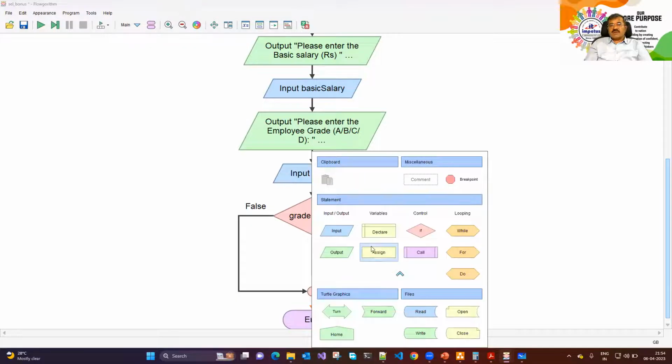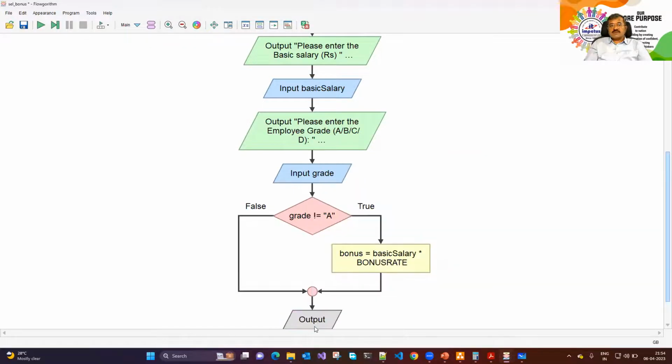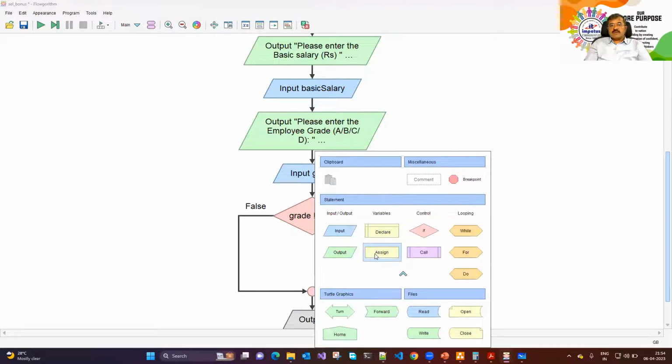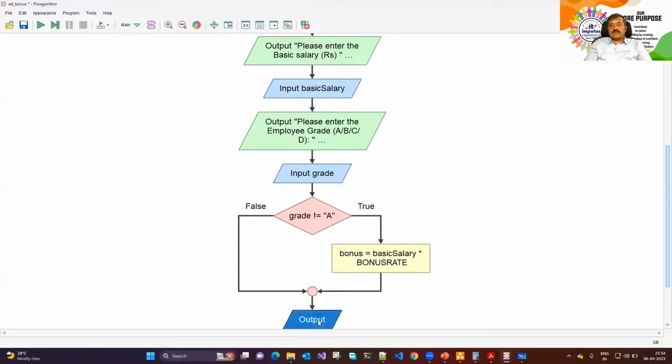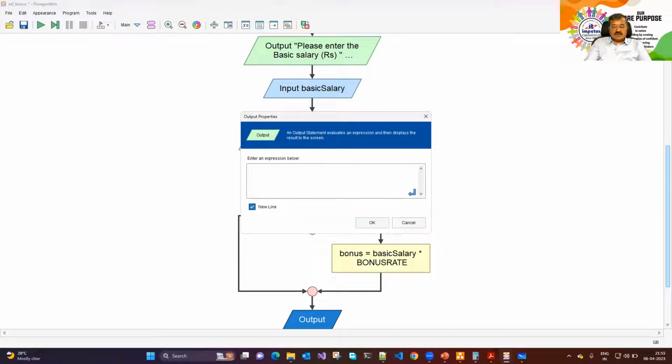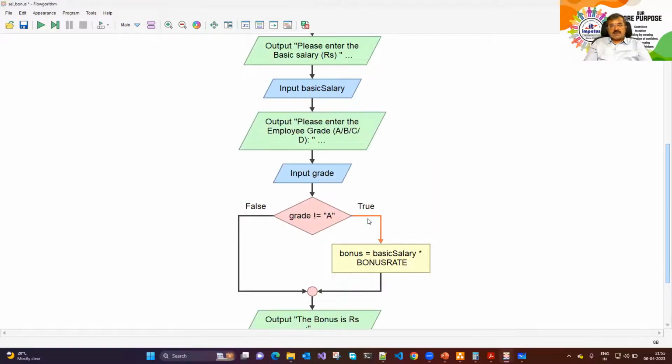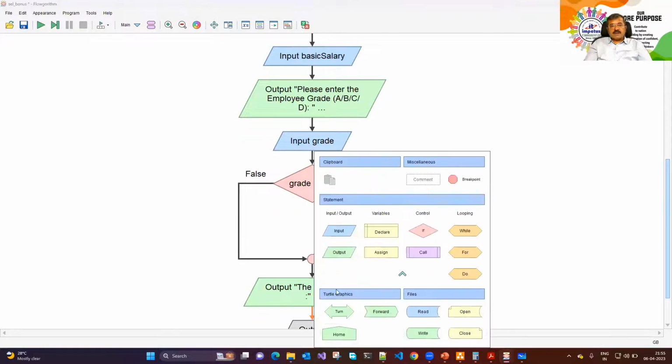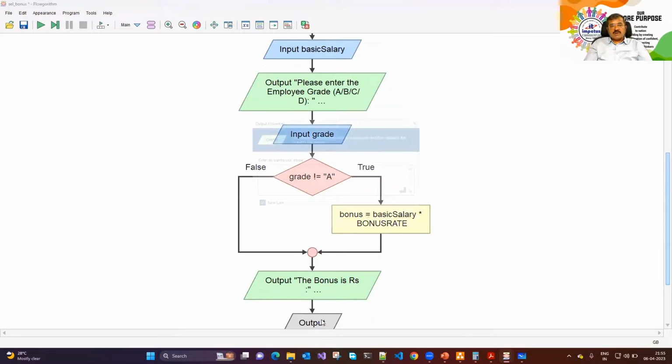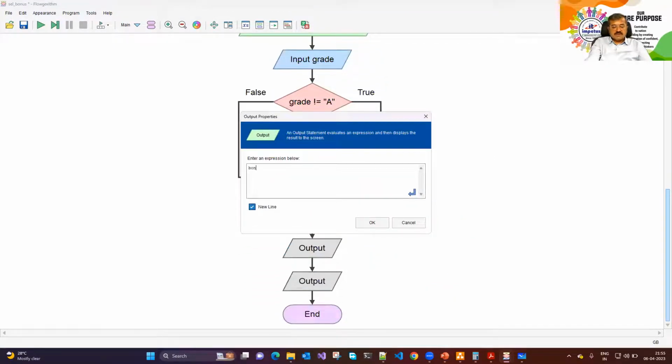Now that we have calculated the bonus, we are supposed to display the bonus. Here we go. Display the bonus. Output. The output is rupees. I want it on the same line. And I say output your bonus.